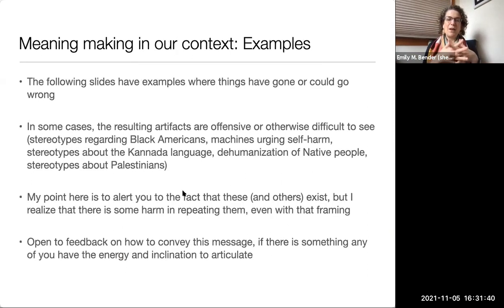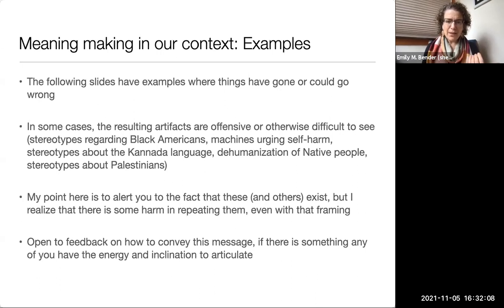So I'm going to give you a bunch of examples of this now, where things either have gone wrong or could go wrong. And in some cases, the resulting artifacts that I'm showing you to illustrate this are offensive or otherwise difficult to see. So I just want to flag that and give you a warning. The examples are going to involve stereotypes regarding Black Americans, machines urging self-harm, stereotypes about the Kannada language of Southern India, dehumanization of Native people, and stereotypes about Palestinians.